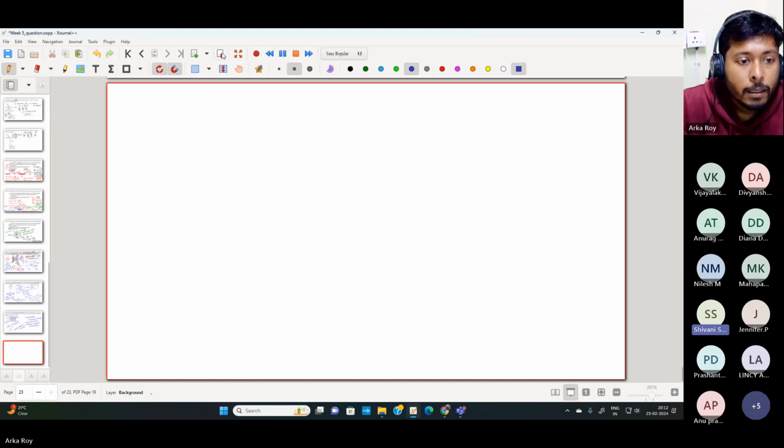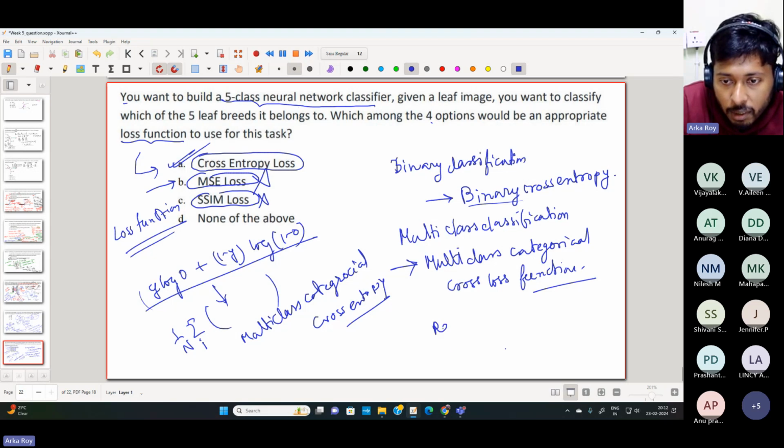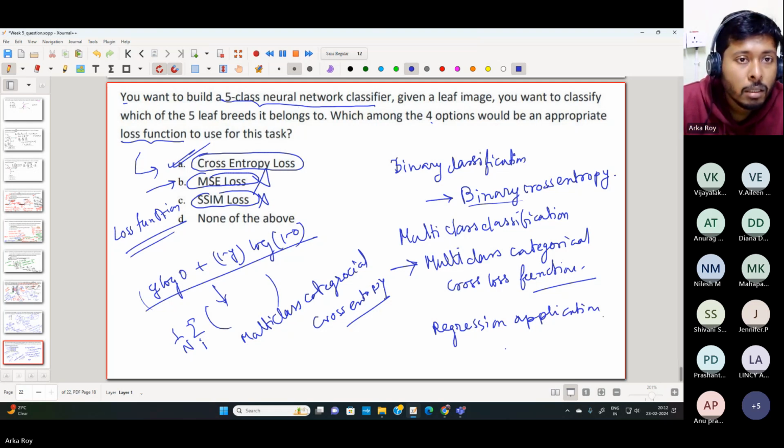Sir, where are MSE loss functions used? They are used in regression applications. Let me tell you what regression is.